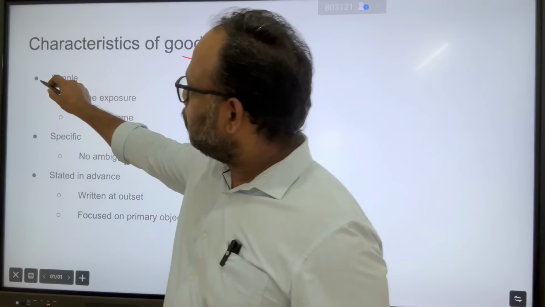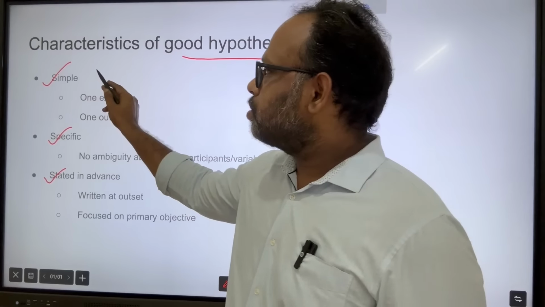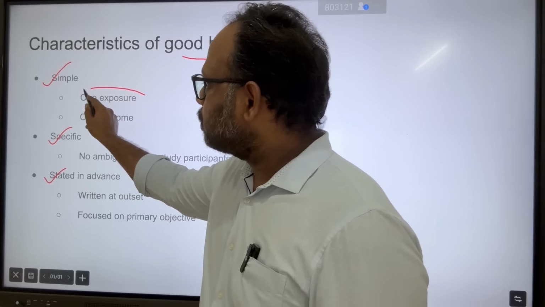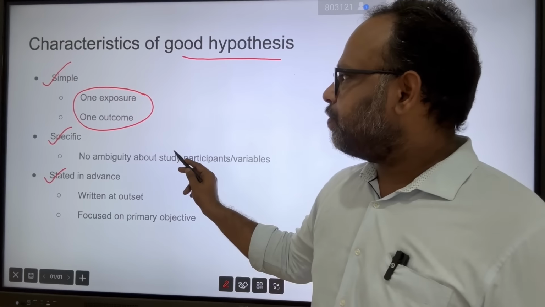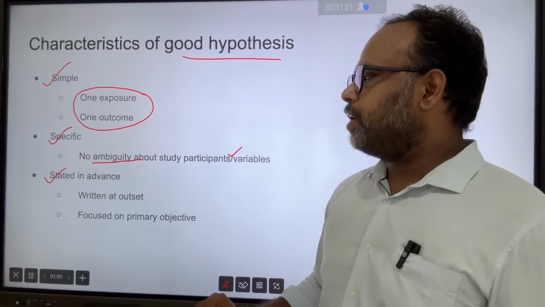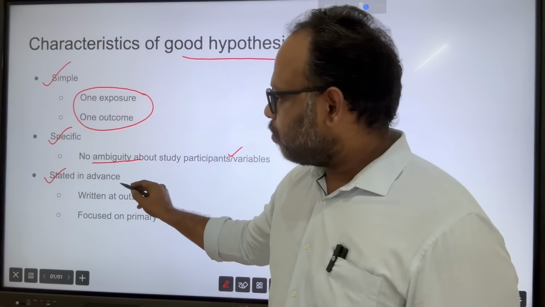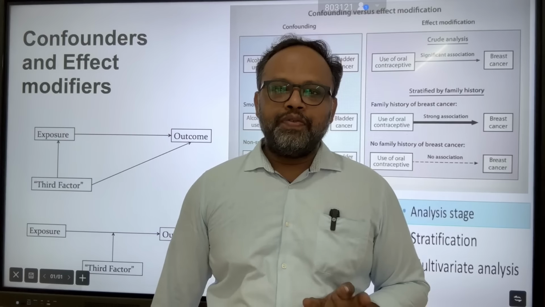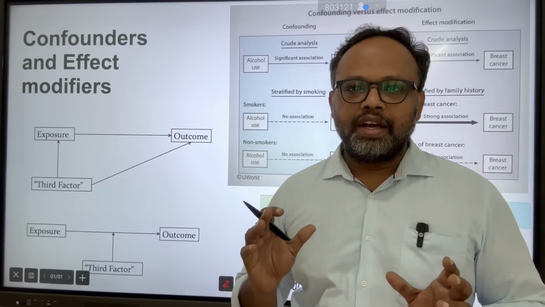Then we have the characteristics of a good hypothesis. It should be simple, specific, stated in advance. So simple means it should have one exposure and one outcome. Specific means there should not be any ambiguity about the study participants or variables, and it should be stated in advance.